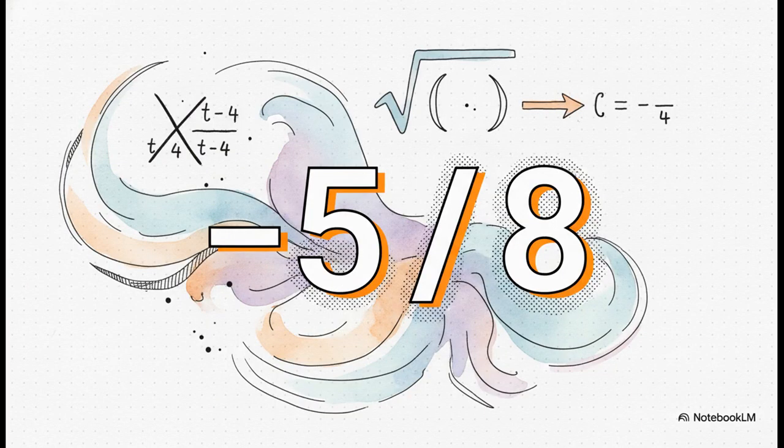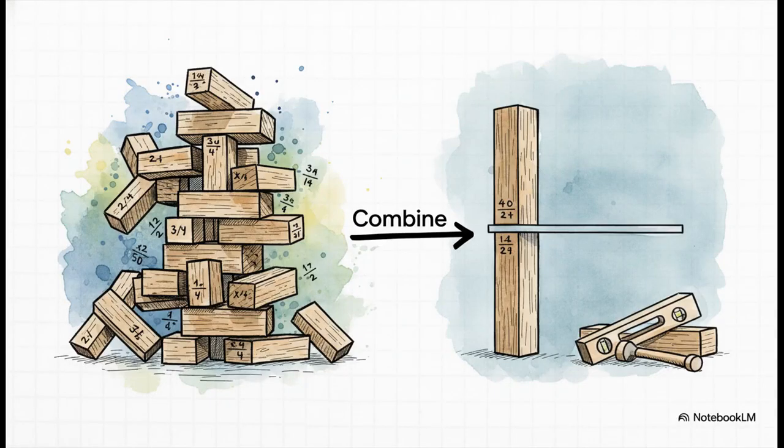So after we cancel and plug in 4 for t, the math works out, and we land on our limit, -5/8. The key takeaway is that the conjugate method changes the form of the problem so we can actually solve it. Our third tool is for those really messy-looking problems, a complex fraction, where you've got little fractions living inside a bigger one.